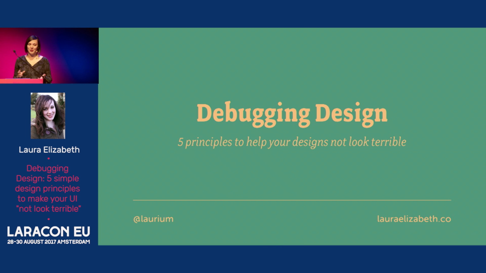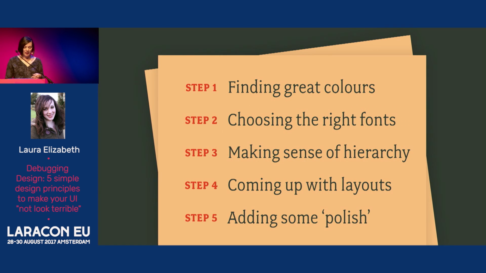And that's what I'm going to be talking to you about today. So I'm going to take a random website that I found, and I'm going to walk you through the steps that I took to debug it and improve the design. So these are the things that we're going to take a look at. We're going to look at how to find good colors, how to choose good fonts. We're going to talk about hierarchy, layouts, and then we're just going to add a little bit of polish at the end.